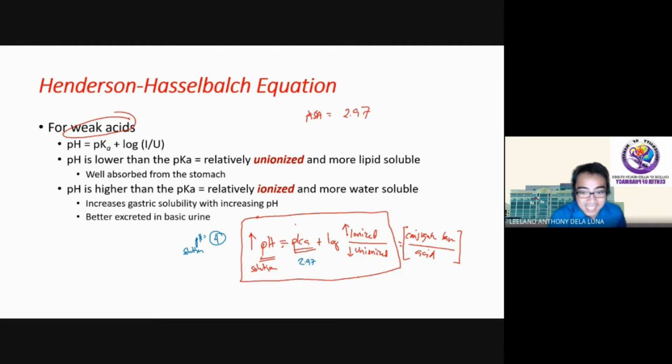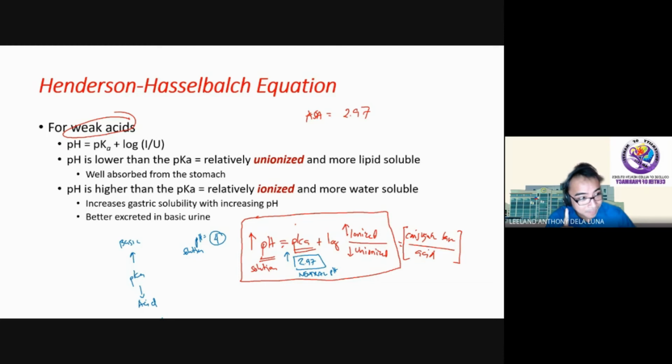Pero, anong sabi ko kanina? For a drug class, ang pKa yung kanyang pinaka-neutral pH. Para sa isang gamot, ang pKa niya is neutral pH. Anything higher than 2.97, halimbawa, ito pKa. Anything higher than the drug's pKa is basic. Anything below the pKa is acid. Para lang sa gamot na yun, ha? Para lang sa specific na gamot na yun.